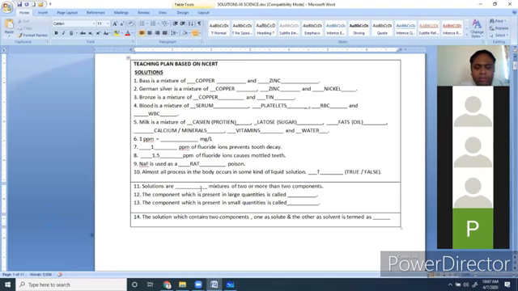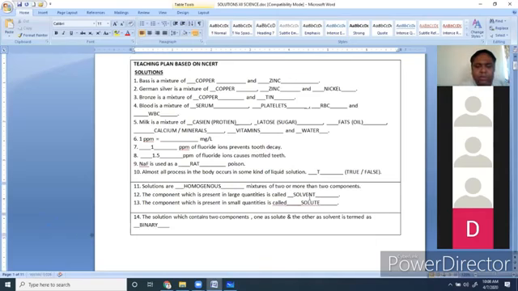Solutions are dash mixtures of 2 or more components. Homogeneous. Yes, homogeneous. The component which is large in quantity is called the solvent. Else it is solute. The component which is in smaller quantity is solute. Now the solution which contains 2 components, solute and solvent, is called a binary solution. So this was a recapitulation of the topic which we had studied yesterday.